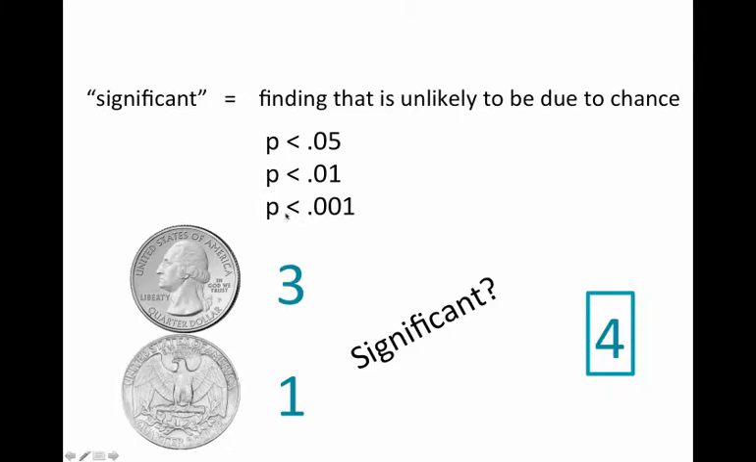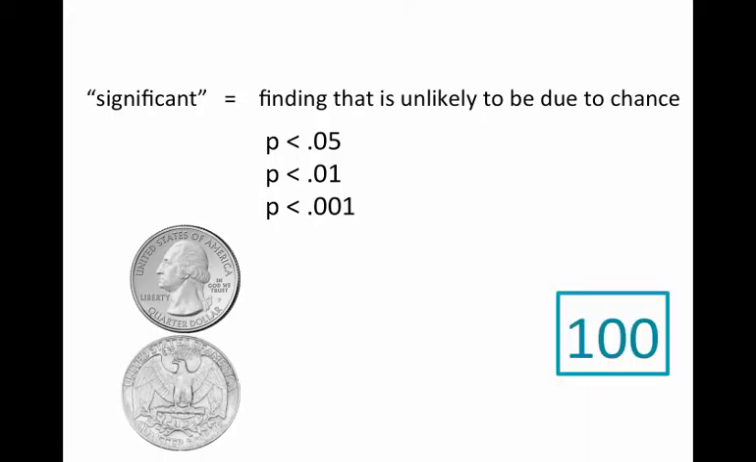We've only flipped it 4 times, and there's really only 1 flip difference from what we would expect to find due to chance. So even without doing the fancy math, we can determine that this is really not a significant finding. This is most likely due to chance, most likely.